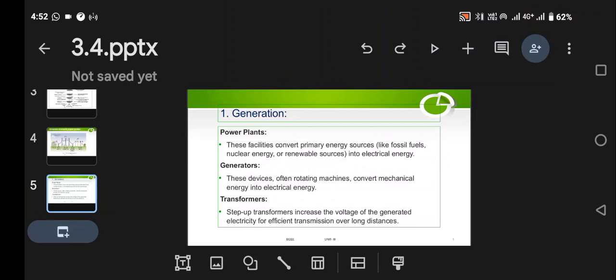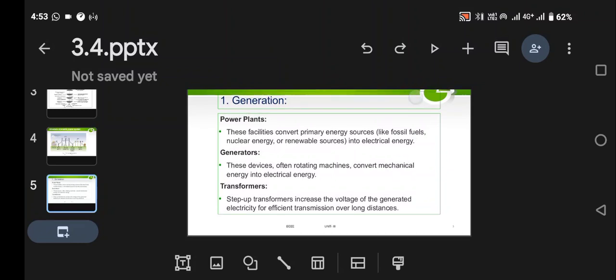The first portion in the power system is generation, and the generation consists of three major components: power plants, generators, and transformers. What is meant by power plants? These facilities convert primary energy sources like fossil fuels, nuclear energy, or renewable sources into electric energy. The second component is generators. These are rotating machines which convert mechanical energy to electric energy. Transformers. In the generation side, we are using step-up transformers, which are used to increase the voltage of the generated electricity for its efficient transmission over long distances.